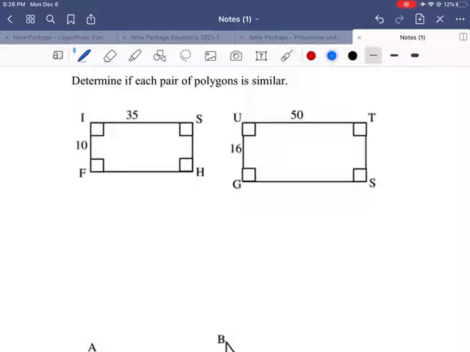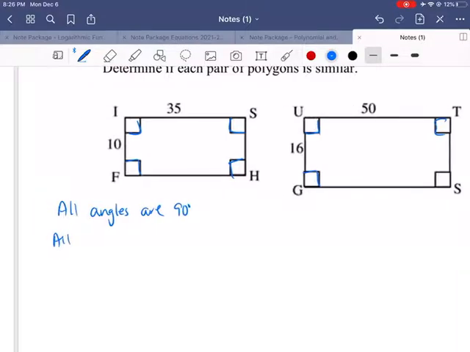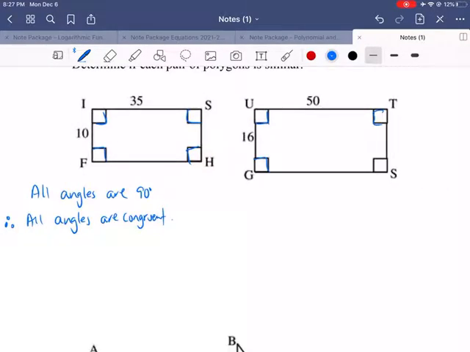So let's check to make sure that each pair of polygons is similar. Well, the first thing we can check out is all of these have the 90-degree symbol. So all angles are 90 degrees. Therefore, we can use our little therefore symbol. All angles are congruent. Okay? So now we need to check out whether our sides are proportional.